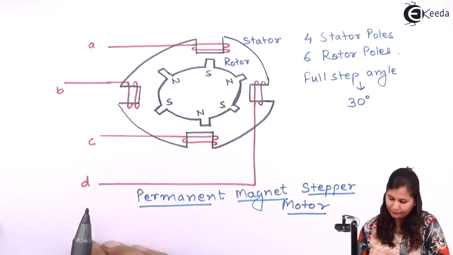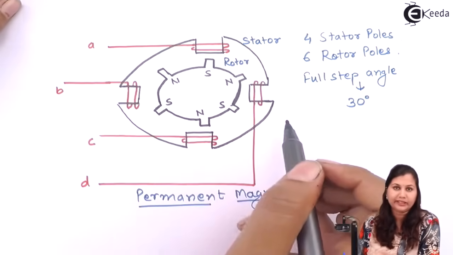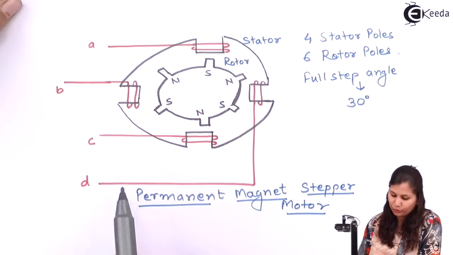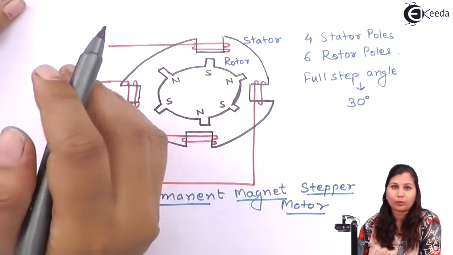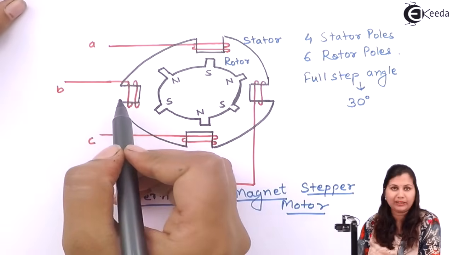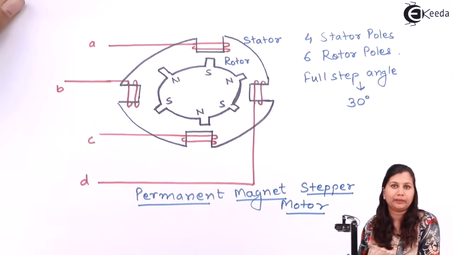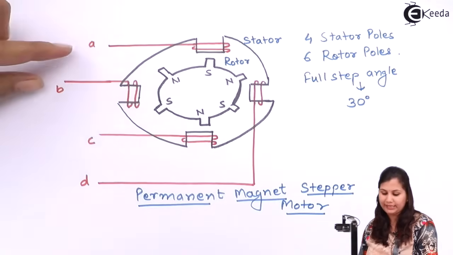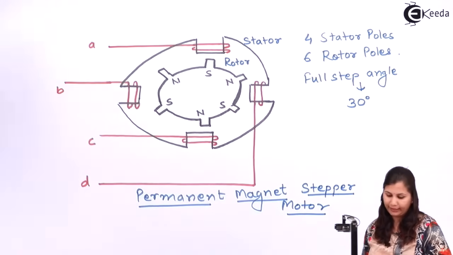Now let's see how it works. These stators are wound with windings, and each winding will be separately excited. That is, at one time this A winding will be excited, then at another time B winding, then C and D. No two windings will be excited. Means at the same time we are not exciting two windings, only one winding will be excited at a time.